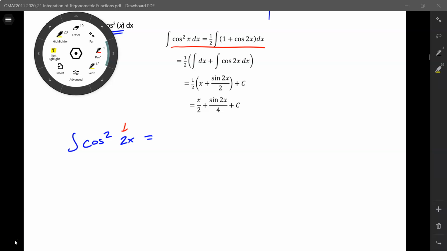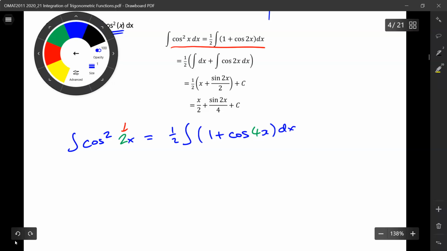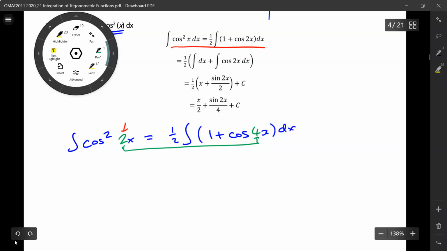Well, you apply it as follows. It's equal to a half times the integral of 1 plus cosine, and the deal here is whatever you have in here, if I have 2 in here, I double it, so it becomes 4. So basically this doubles. Okay, and now it's handy. Now you just go ahead and integrate it.